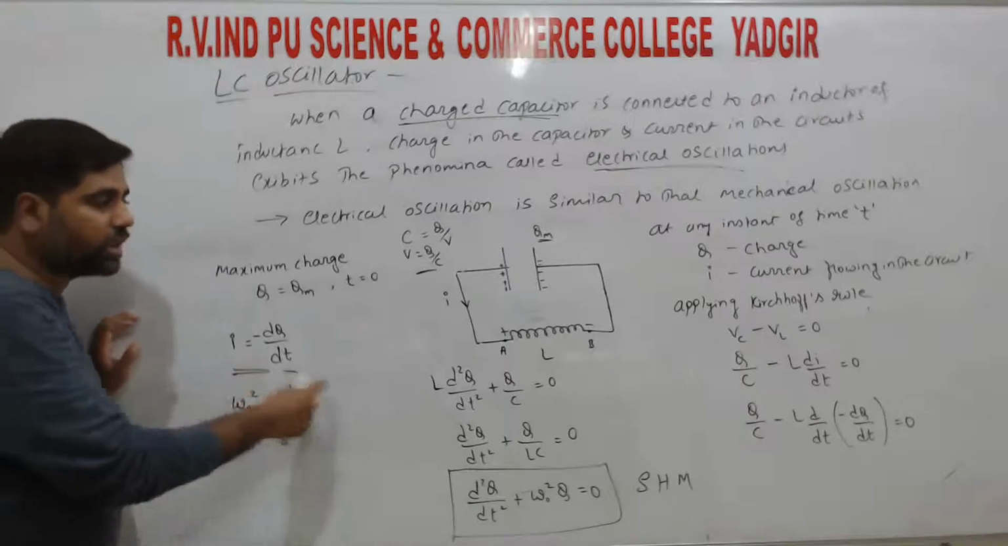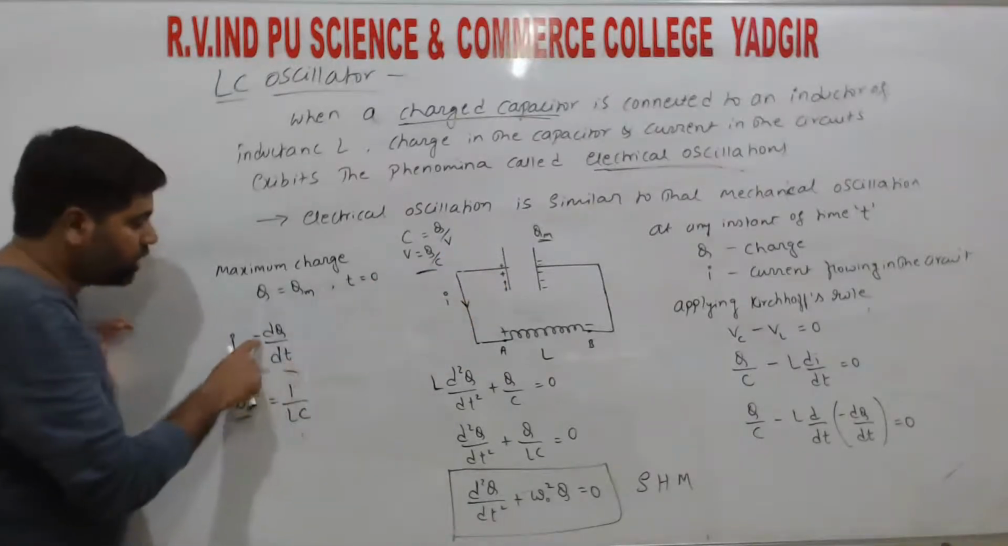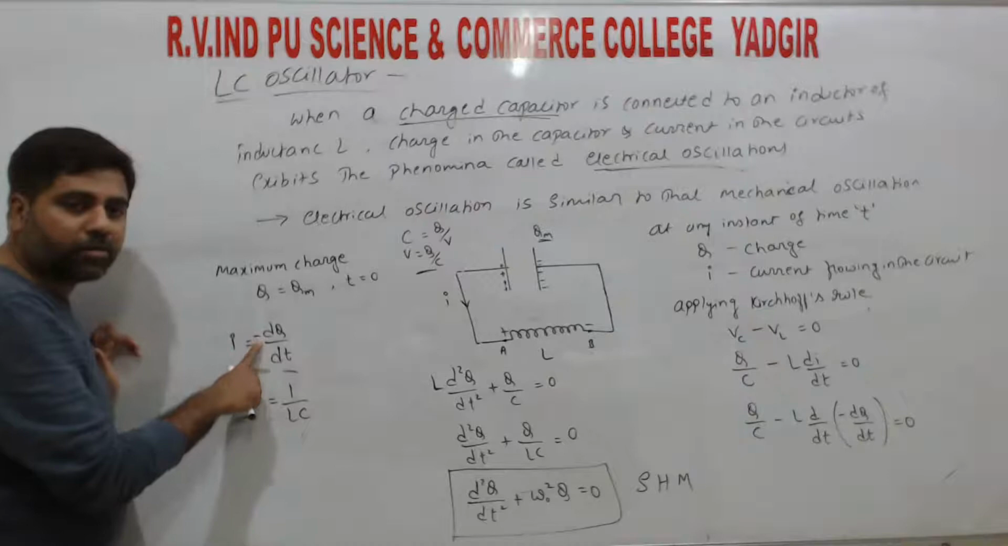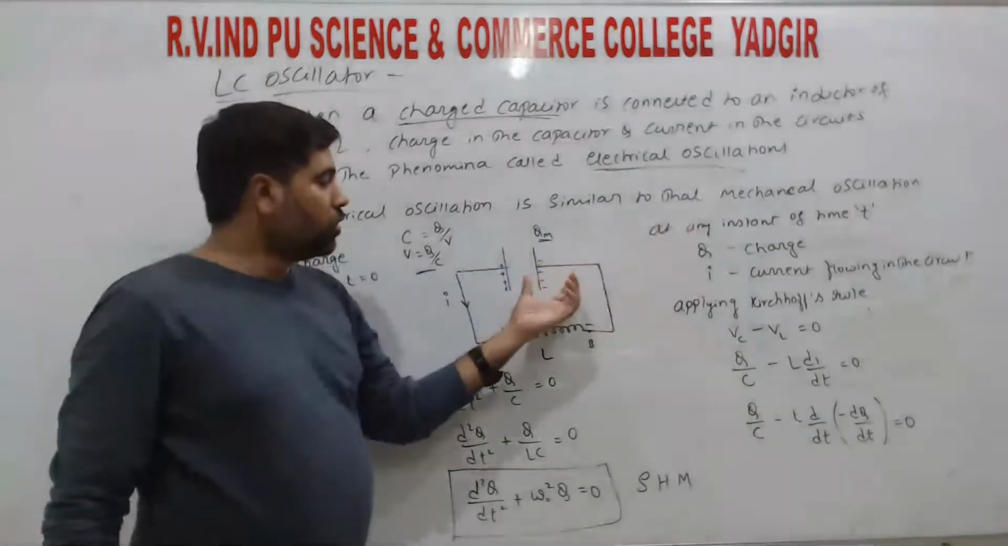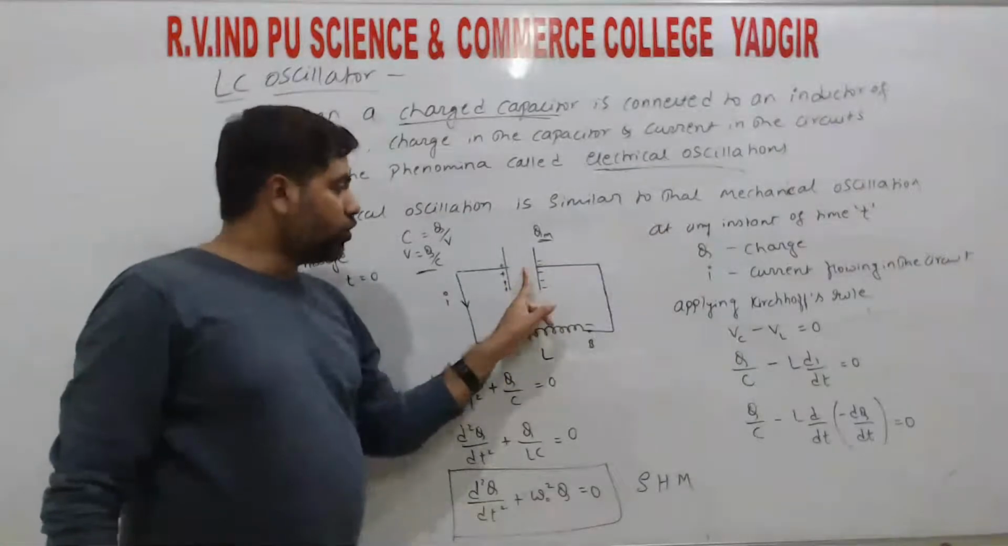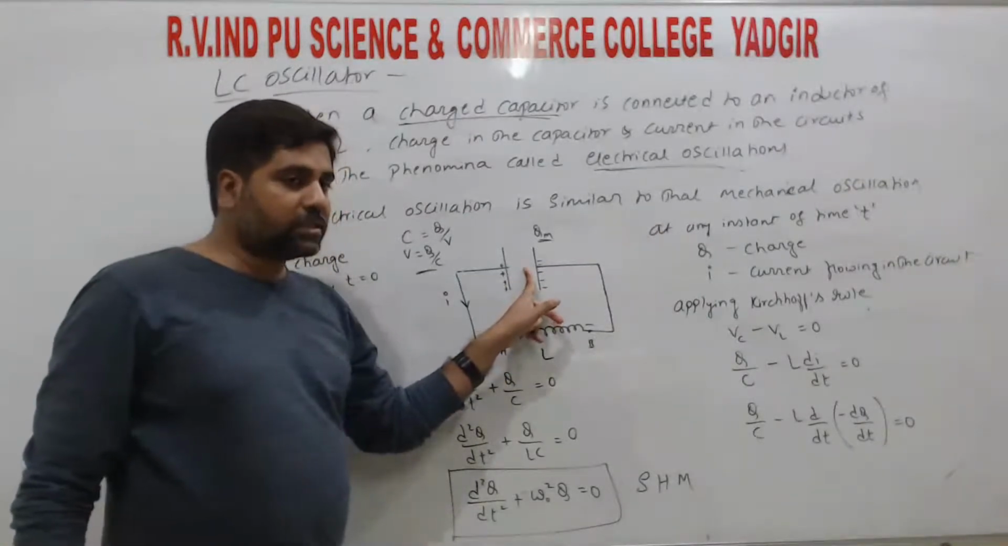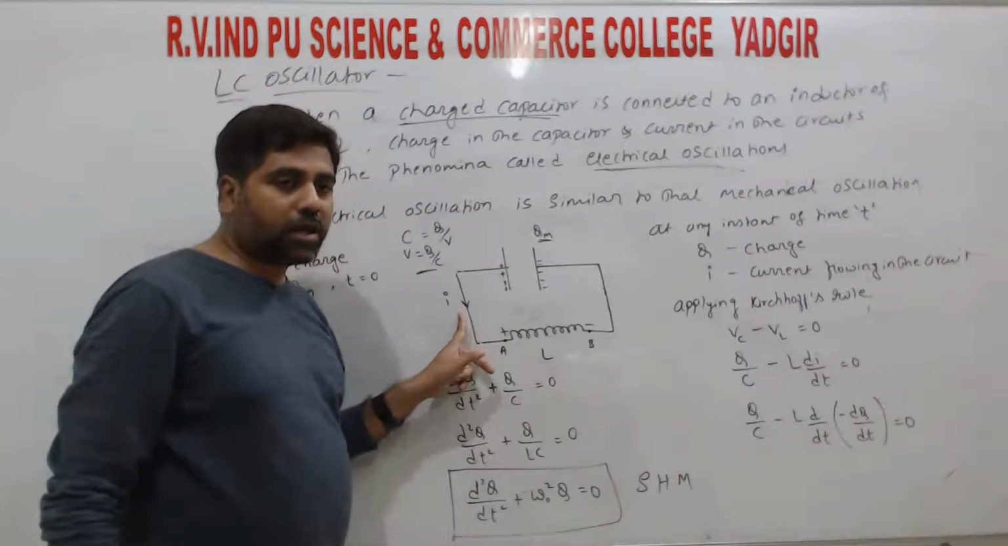So current flows, that means charges decrease, so we have taken it as minus dq by dt, right? After some time, at any instant of time, q is the charge present in the capacitor and I is the current flowing in the circuit.